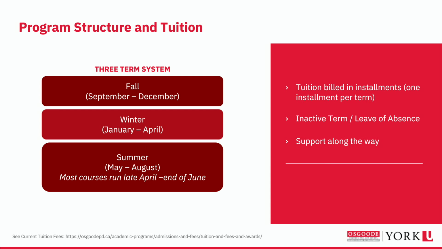Registering in a term will trigger fees to be posted to your student account. Your tuition for the program is charged in 6 installments over the 6 terms of the program. If you finish your degree in fewer than 6 terms, your remaining installments will be billed at convocation. If you need more than 6 active terms to complete your degree, additional terms are charged at a lower rate. An active term is any term where you are taking courses or are making academic progress, and an inactive term, or leave of absence term, is one where you are not taking courses and not making academic progress.